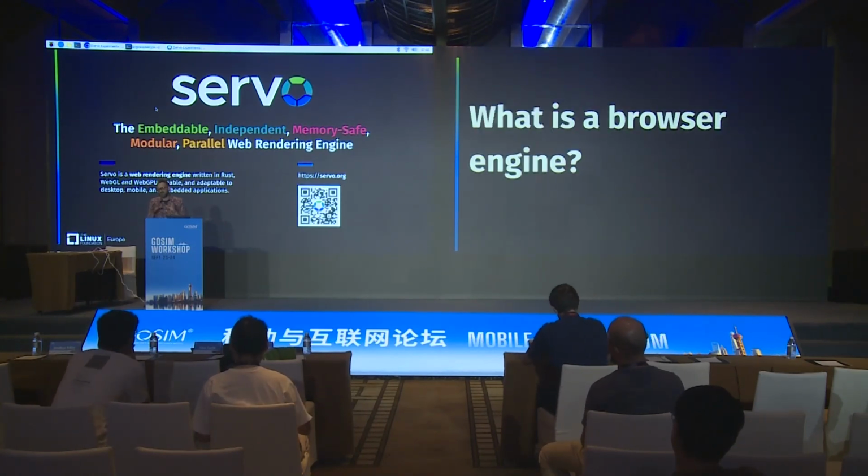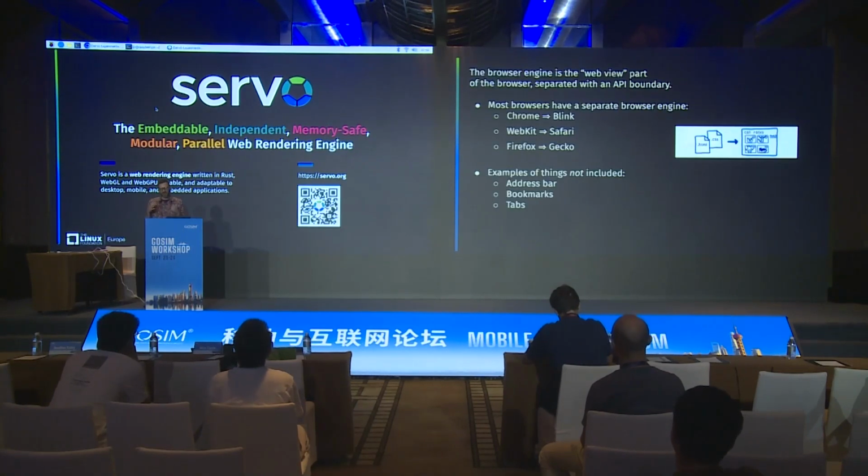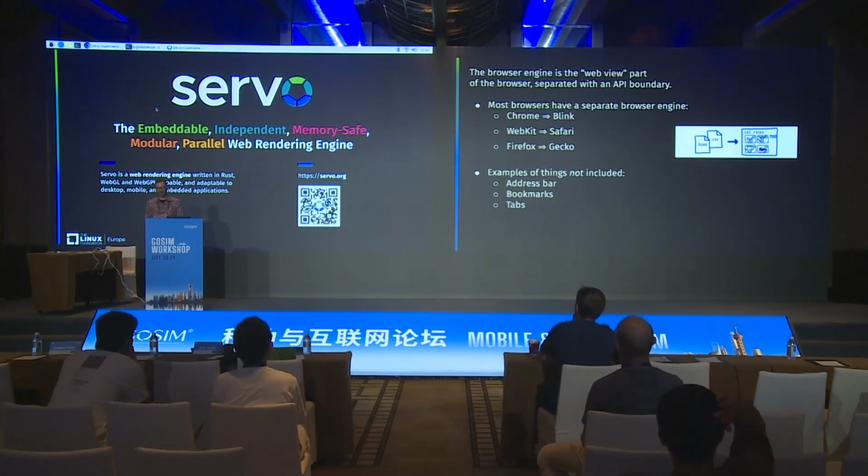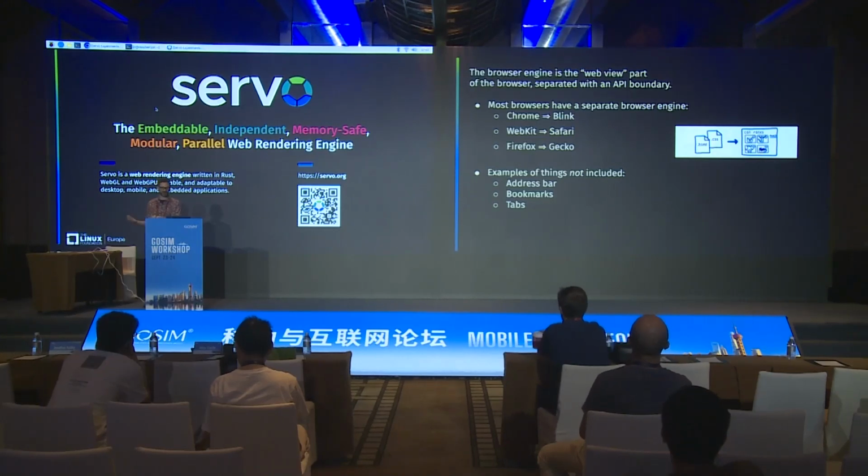So just to clarify, what do I mean when I say browser engine? The browser engine is the web view part of a web browser, the little bit that actually shows the web contents. And web browsers in general have a browser engine inside them. Maybe you've heard some of these technologies before, but for instance, Chrome has a browser engine called Blink, and WebKit has a browser engine called Safari. Oh, that's flipped around, actually. Safari has a browser engine called WebKit, and Firefox has a browser engine called Gecko.